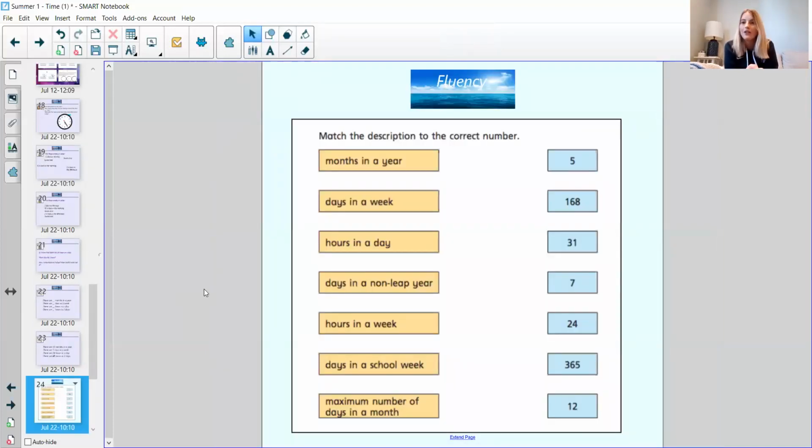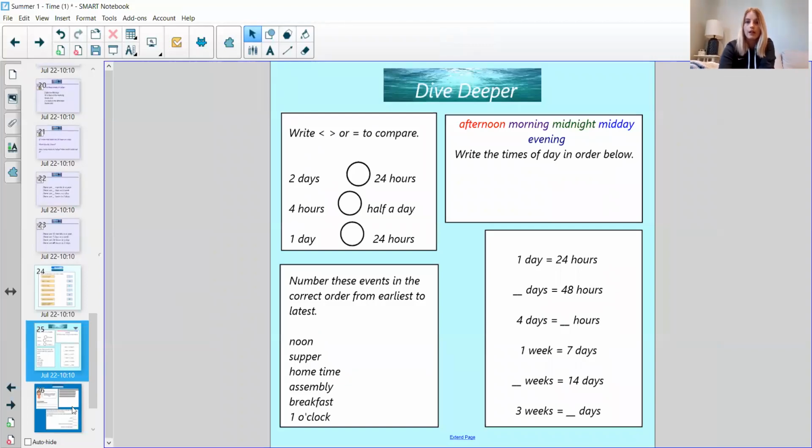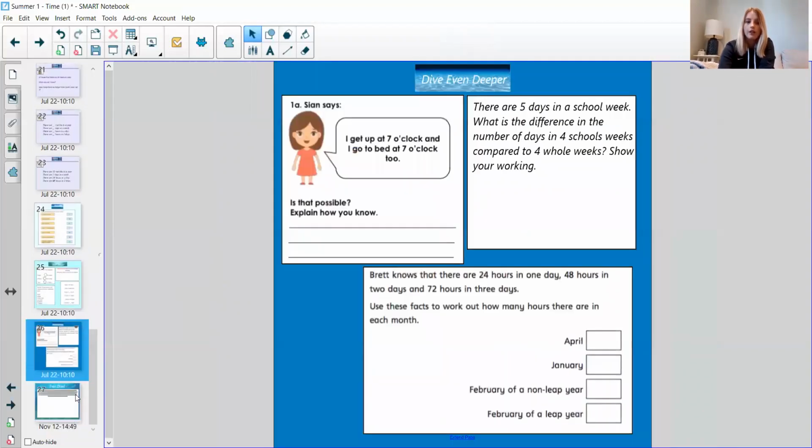So now it's over to you. You've got your fluency, your dive deeper, and your dive even deeper, and your free dive to work through if you would like to. So you can see on your fluency here, it's another matching exercise. So you have to match the number with the correct statement there. And then you've got a range of questions on your dive deeper and dive even deeper, and your free dive as well.